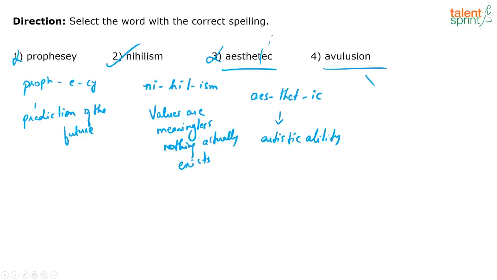Avulsion, there is no U in avulsion. Avulsion. So this is again incorrect. Avulsion is nothing but the act of pulling or tearing away. So it's not evolution, it's avulsion.